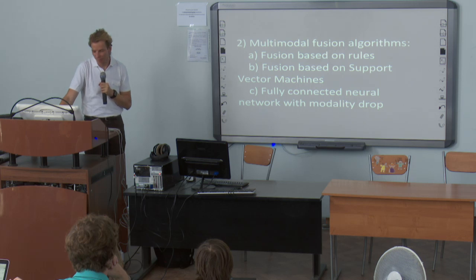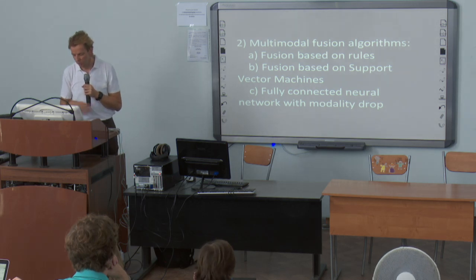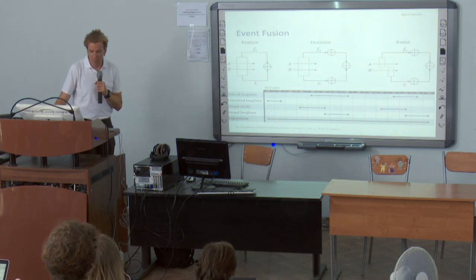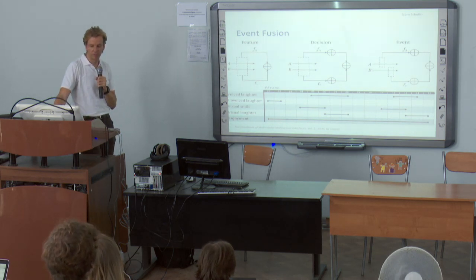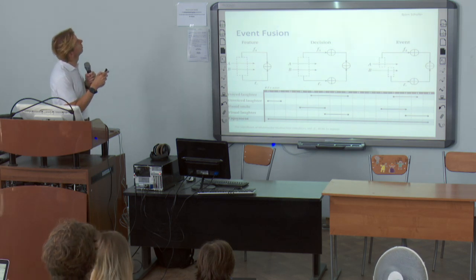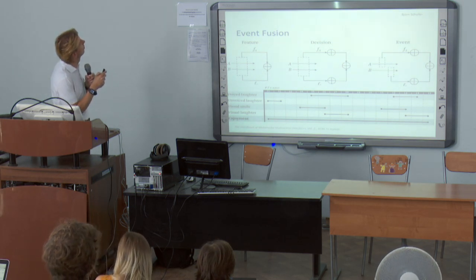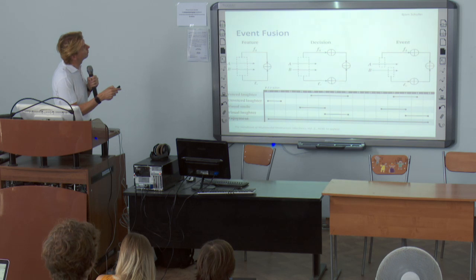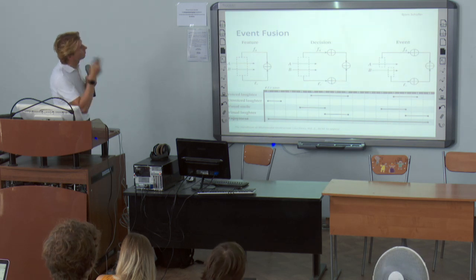So let's move on to multimodal fusion algorithms. As I said, I don't want to really talk about rule-based much. Rule-based could be very simple, like for example event-based fusion. So we've been talking about feature-level fusion, where you put the features together and add them for classification, or decision-level fusion, where you make pre-decisions before you add the information.